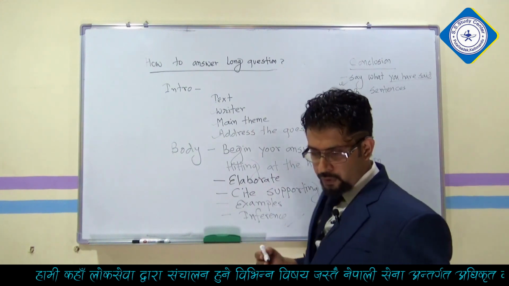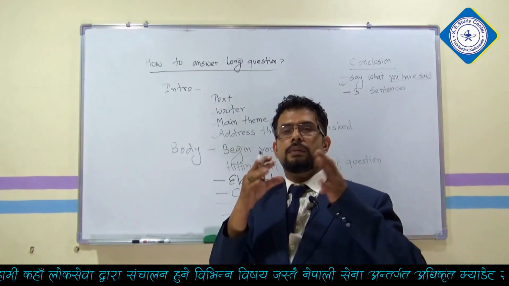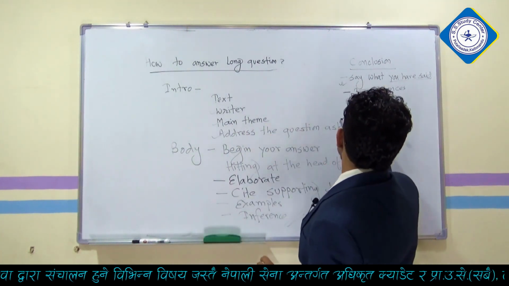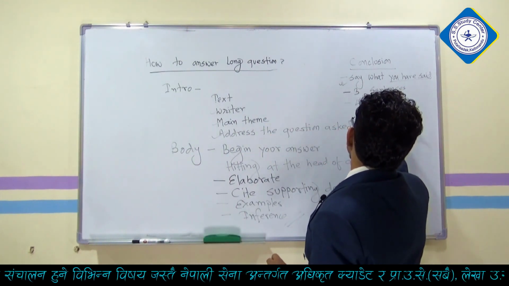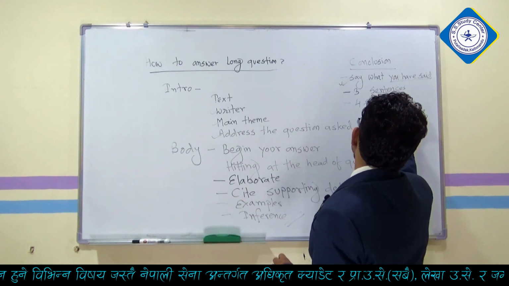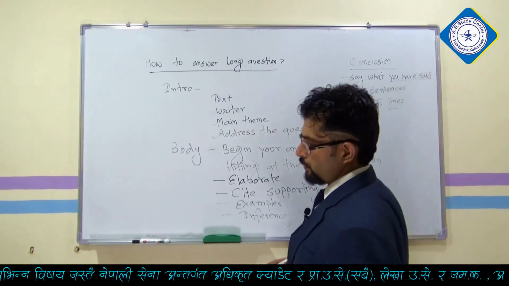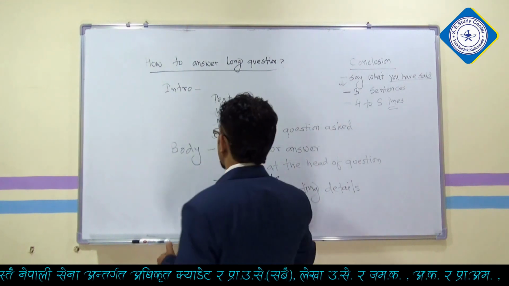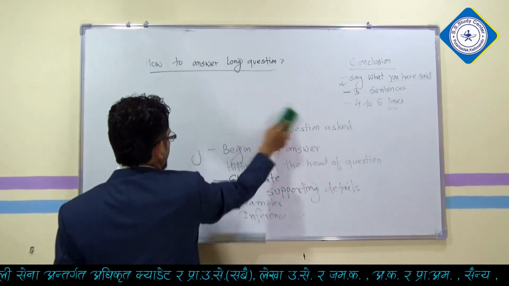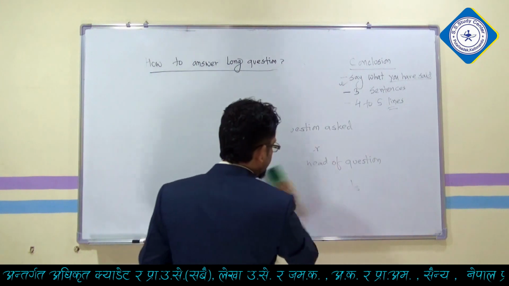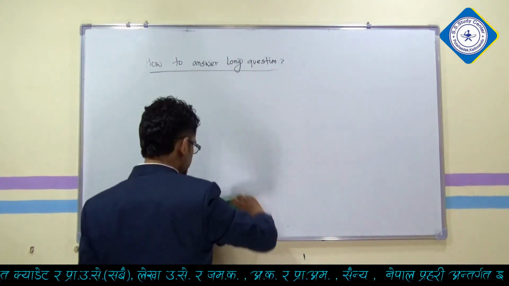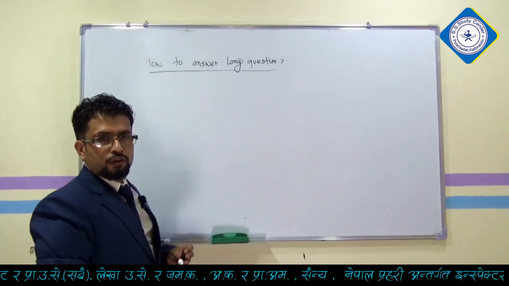Now a question comes, because the length of the sentences is sometimes longer. So I would suggest you to maintain 4 to 5 lines only. 4 to 5 lines conclusion you are going to write. Is it clear to you? Okay, if it is fine, then let's learn how we are going to talk about it.